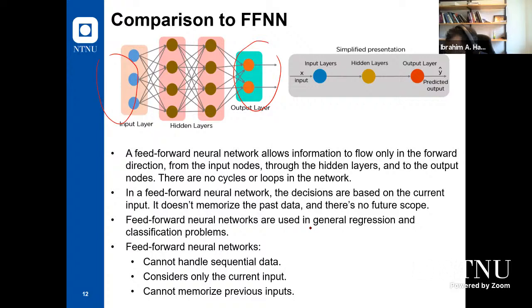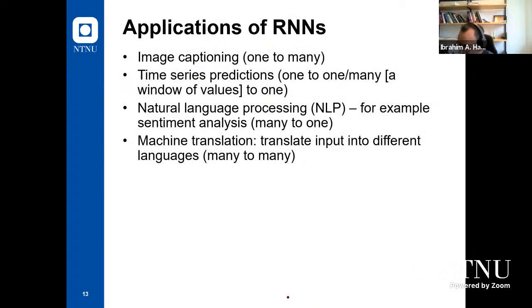Feed-forward networks are used for general regression and classification problems. Feed-forward cannot handle sequential data. It considers only the current input and cannot memorize previous inputs. In fact, we can feed it sequential data, but we will not have this kind of memory, right? So it will be a problem.